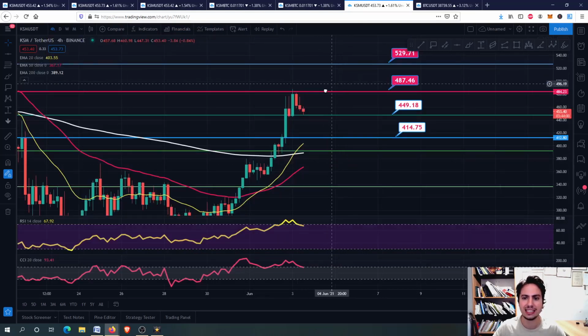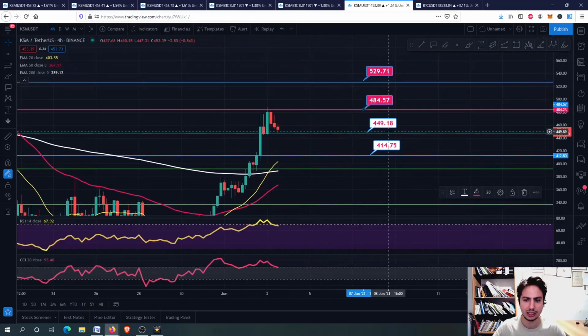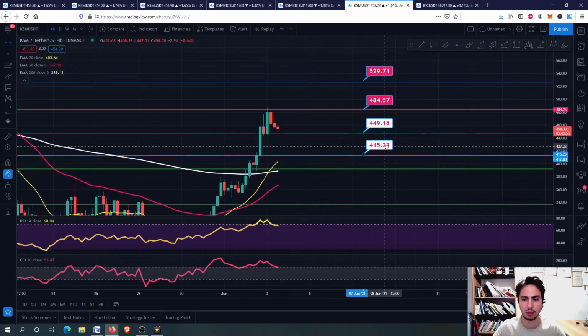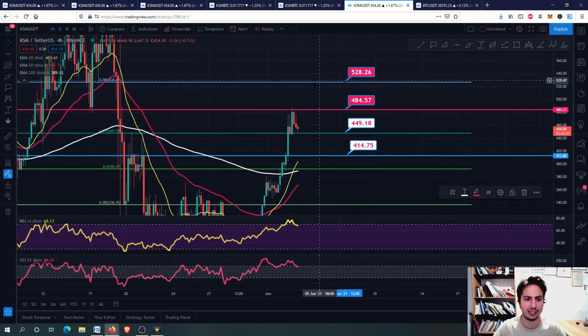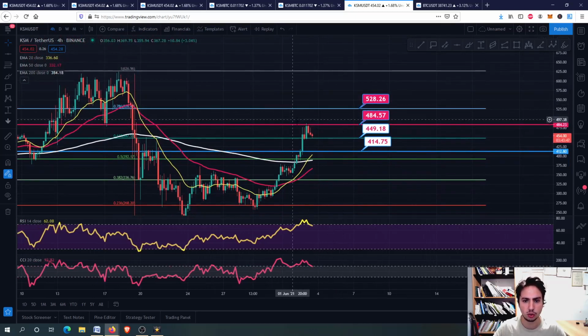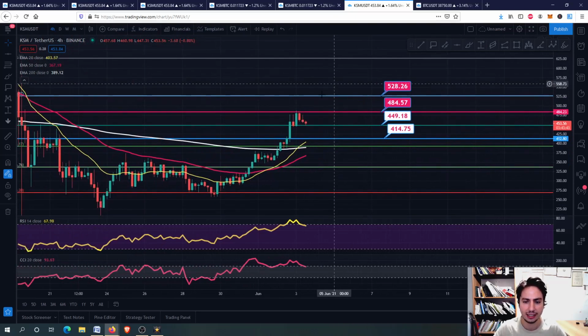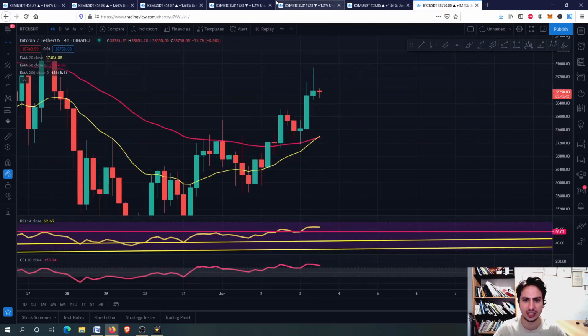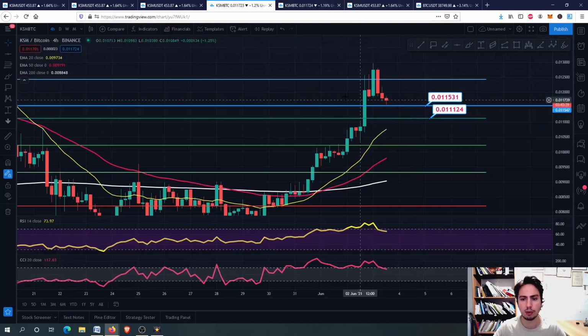So our next price target, just to be straight to the point for you, guys, is the 530 around this area. I think we can do it. I believe that we will be able to go to the 530 for KSM, and even more if Bitcoin continues the swing high, because KSM outperforms Bitcoin.